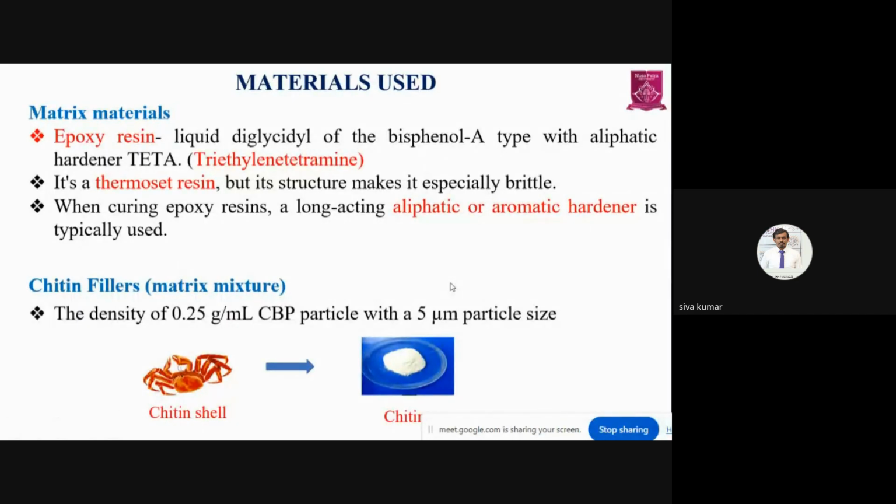So here, the materials I used: the matrix material is epoxy resin. As we are familiar, almost all polymer based composites use epoxy resin. I used chitin filler as a matrix mixer. So in addition to this epoxy resin, I used chitin filler, 1% and 0.5% for different specimen types.